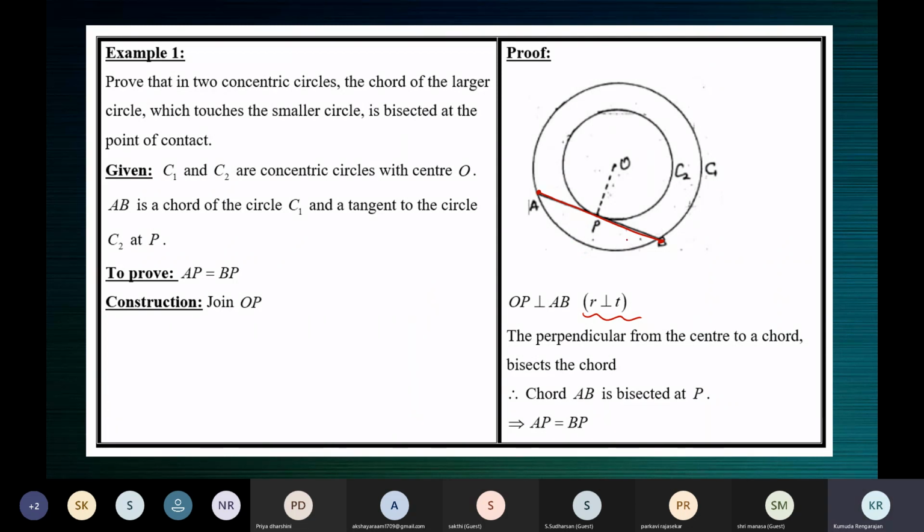So when you take it as a tangent to the inner circle, OP is perpendicular to AB: radius perpendicular to tangent. Now the tangent role is over. Now let us take the other role, chord. Now we know this is 90, no? So this is the perpendicular. The perpendicular from the center to the chord bisects the chord. The second role is chord, right? So the perpendicular from the center to the chord bisects the chord. So AP is equal to BP.